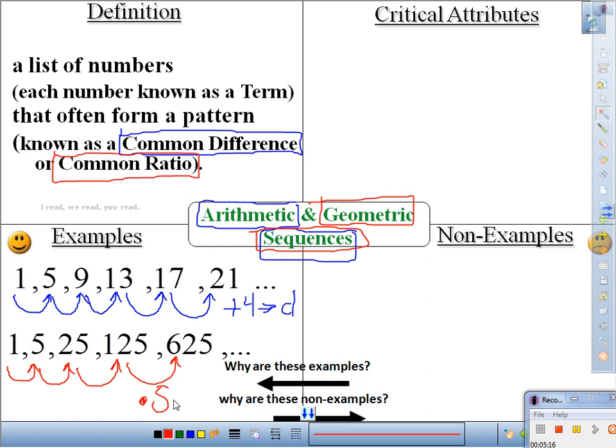So guess what letter I'm going to label this pattern? That is correct. R for ratio. This one is for difference. This one is for ratio. Copy that, please. You have your colored pens. Make sure you use your colored pens for that.